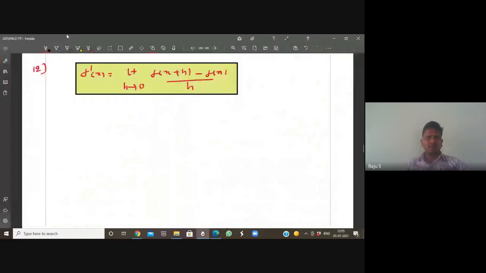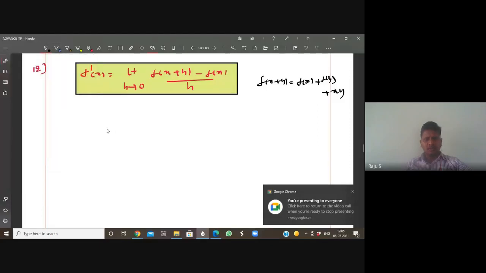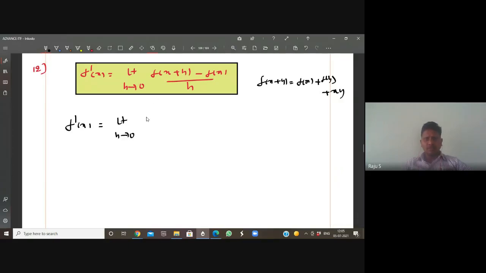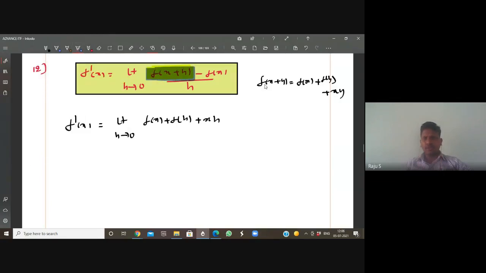See here, what is the condition for f(x + y)? They given one condition: f(x + y) = f(x) + f(y) + xy. With the help of this, how can we write here? So f'(x) is clearly equal to limit h tends to 0 of [f(x) + f(h) + xh, applying the property here, then minus f(x)], as a whole divided by h.